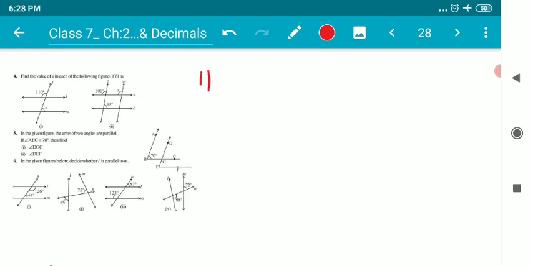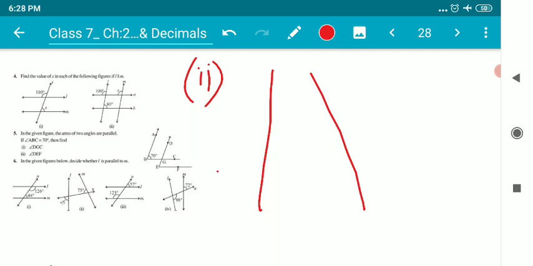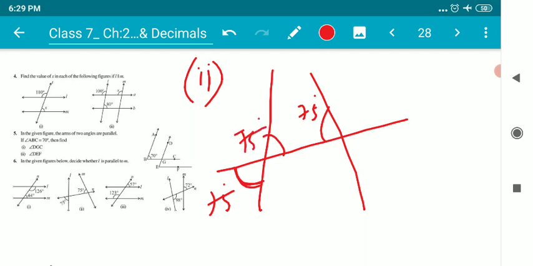Here there are two lines and a common transversal. This angle is 75 degrees and this angle is 75 degrees. Let us check. If this is 75, this angle has to be 75, because they are vertically opposite angles, and vertically opposite angles are always equal. That is a normal property. Whether the lines are parallel or non-parallel doesn't matter. Vertically opposite angles are always the same. So children, this angle is 75, this angle is 75.